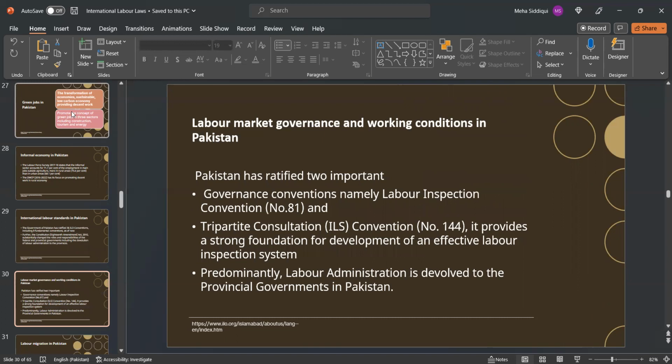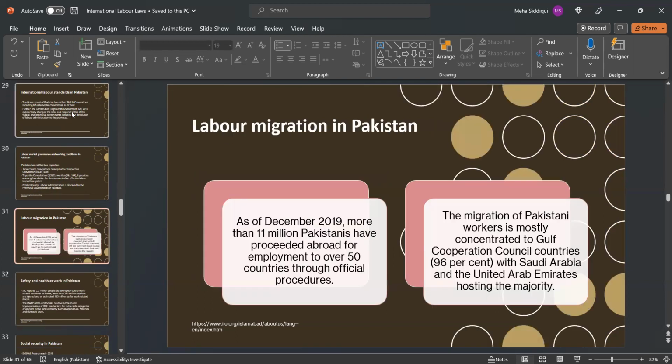Labor market governance and working conditions in Pakistan. Pakistan has ratified two important governance conventions, namely the Labor Inspection Convention and the Tripartite Consultation Convention. It provides a strong foundation for the development of an effective labor inspection system. Predominantly, labor administration is devolved to the provincial governments in Pakistan.